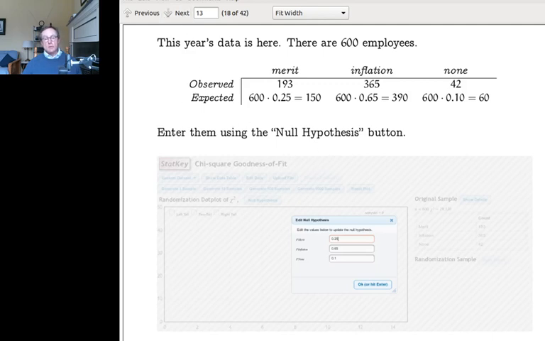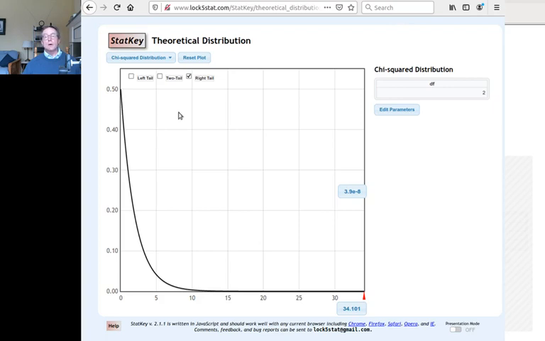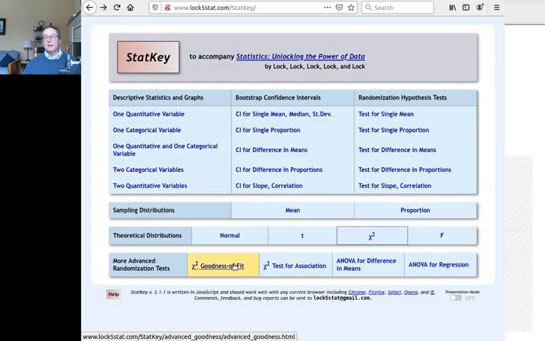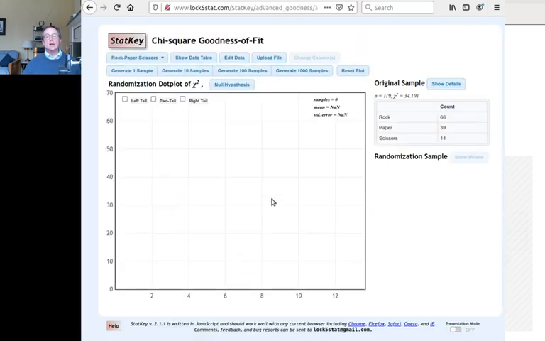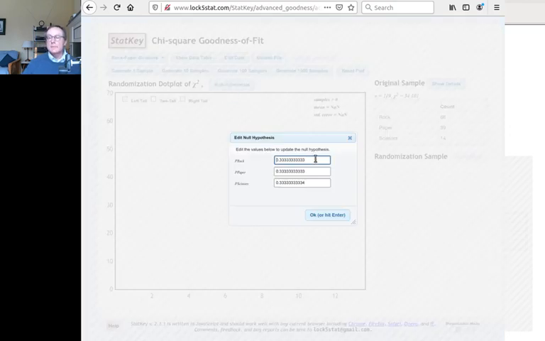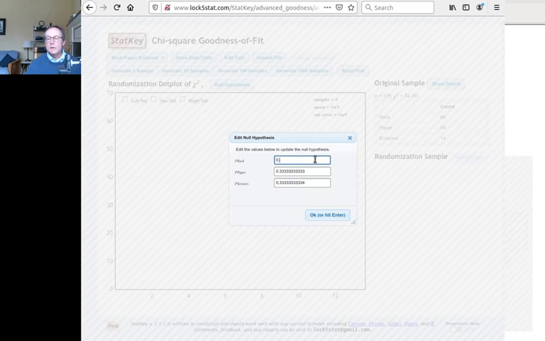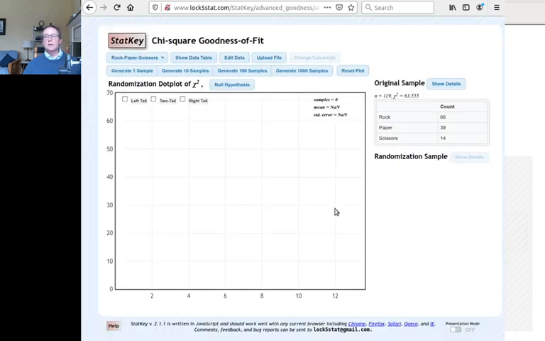So here I go, bring up StatKey, and it's still, of course, where I left it a minute ago. Oops, I didn't bring up StatKey, I brought up something else. I bring up StatKey, there we go. It's still there, I left it a minute ago, so I got to go back to chi-square goodness of fit. That's how I'm going to calculate chi-squared. It was 25, 65, 10, wasn't it? 25, 65, 10%. So 0.10. Okay, and that adds to 100%, so I think the thing should not argue with me.